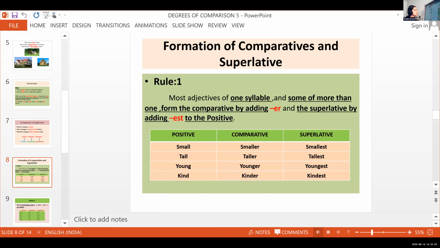We are going to discuss rule number 1 under degrees of comparison. That means how to form a comparative degree and superlative degree. This is called formation of comparatives and superlatives in English grammar. Rule number 1: most adjectives of one syllable.